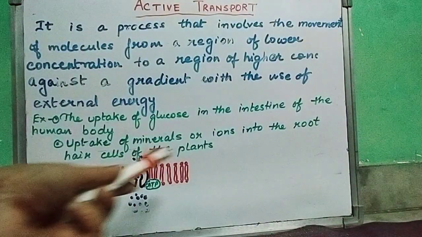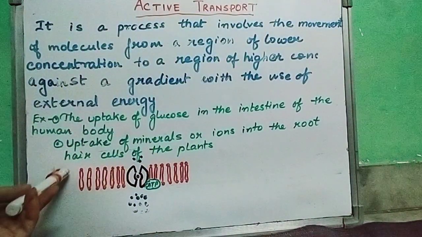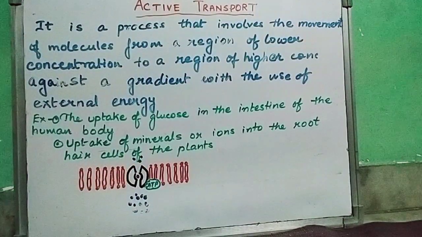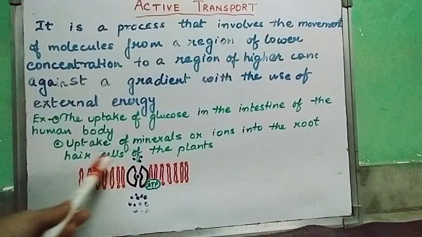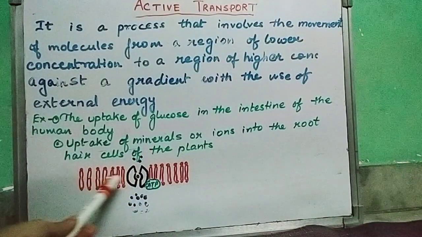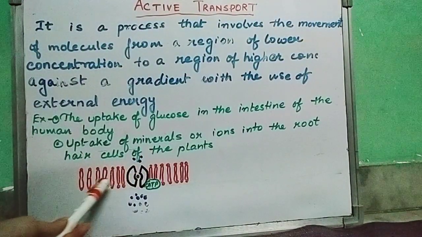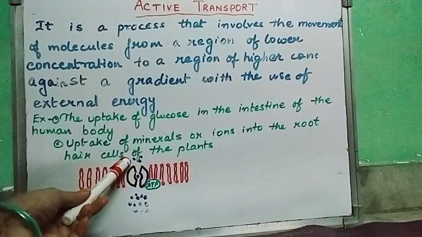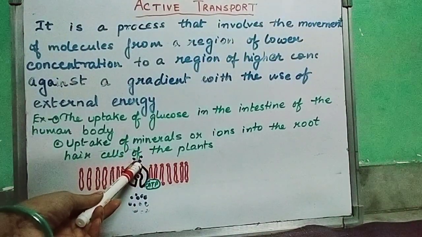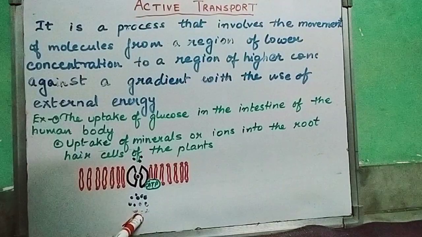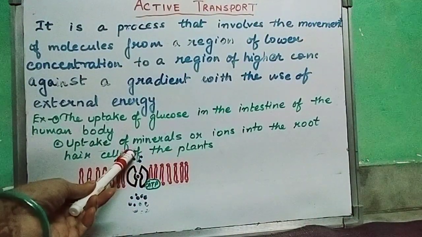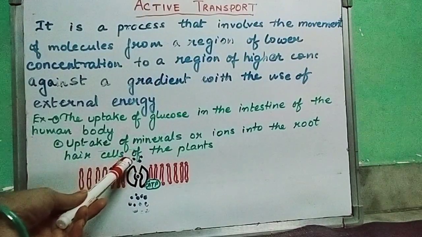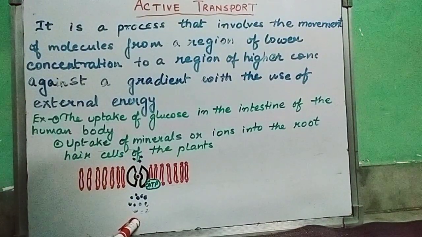Uptake of minerals or ions into the root hair cells of the plant is also one of the most important examples of active transport. You can see here the concentration gradient shown in the membrane of a cell, where on one side the concentration of the molecule is very less, on the other side it is more. So how will this molecule from the region of lower concentration come to the region of higher?